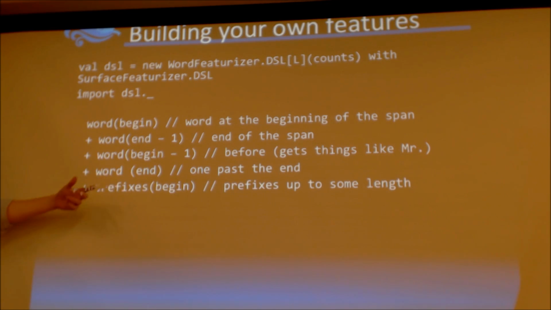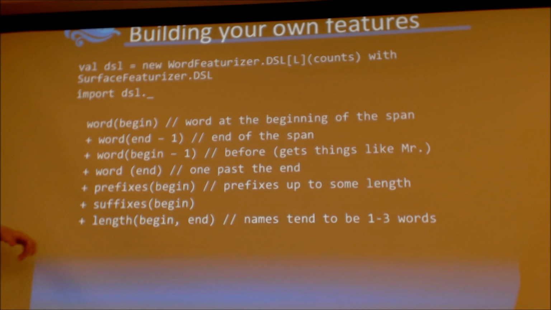Prefixes of the original word, so we want all prefixes of the word Chez, say, C, C-H, C-H-E. Similarly, suffixes are very useful for telling the difference between companies and people. The ends of the words tend to look very different. And then the length of the span is also very useful. And this is actually more or less exactly what the code would look like in Epic. So it's pretty simple to just write down what you think the features should be, and you can inspect them and see what they are.